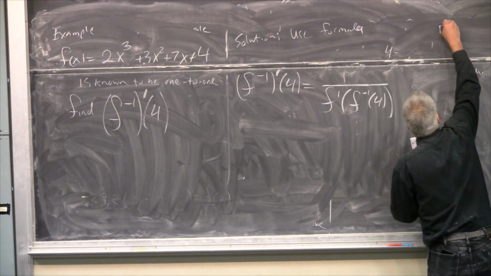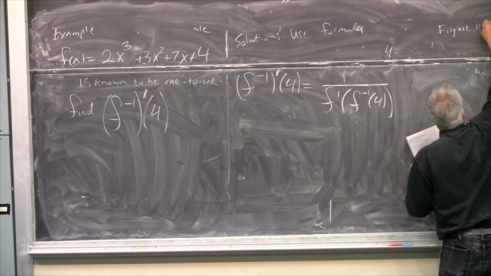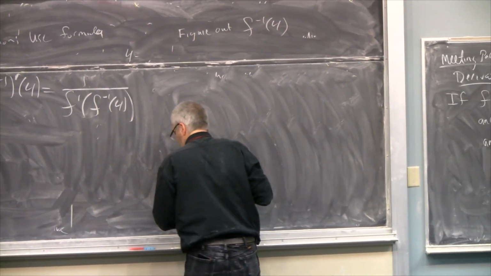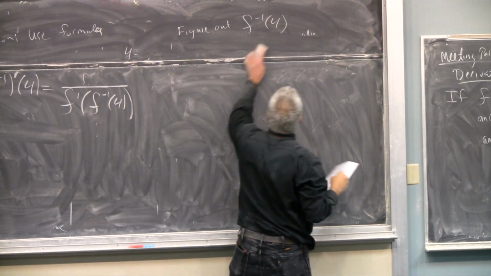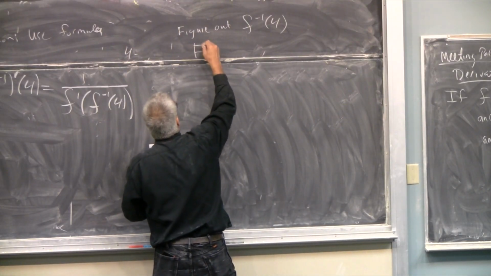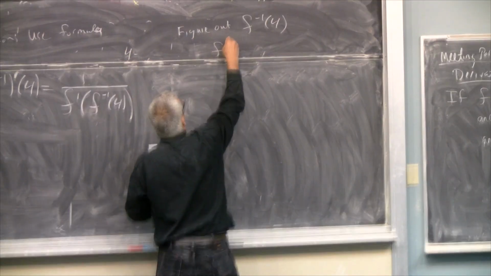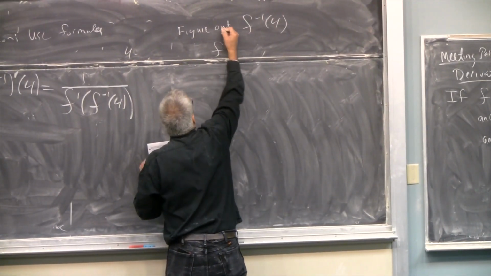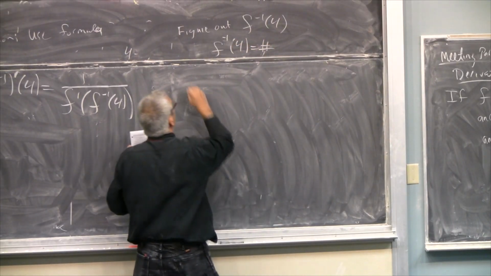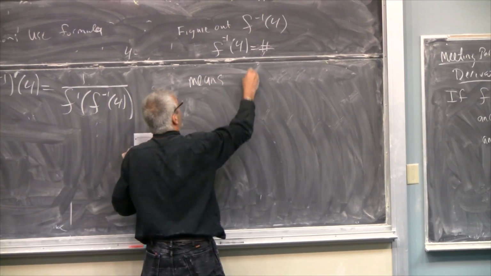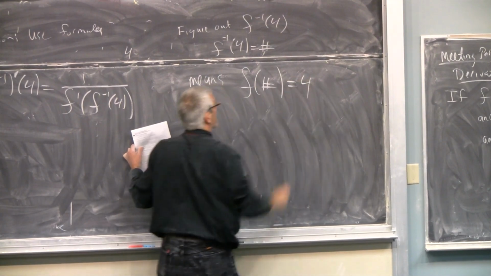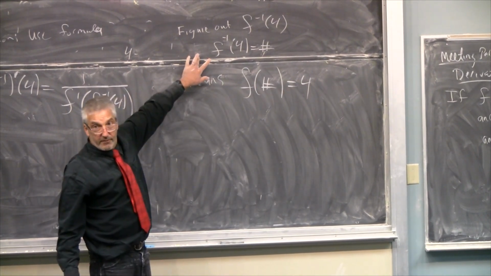So we have to figure out what f inverse of 4 is. Now remember what this means. I'm trying to figure out the number that makes this true. F inverse of 4 equals some number. But that means that f of that same number has to equal 4. That's how the inverse function is defined.